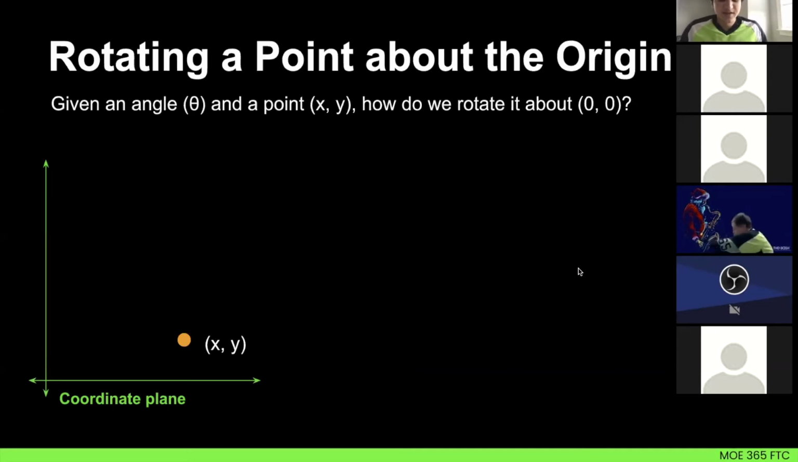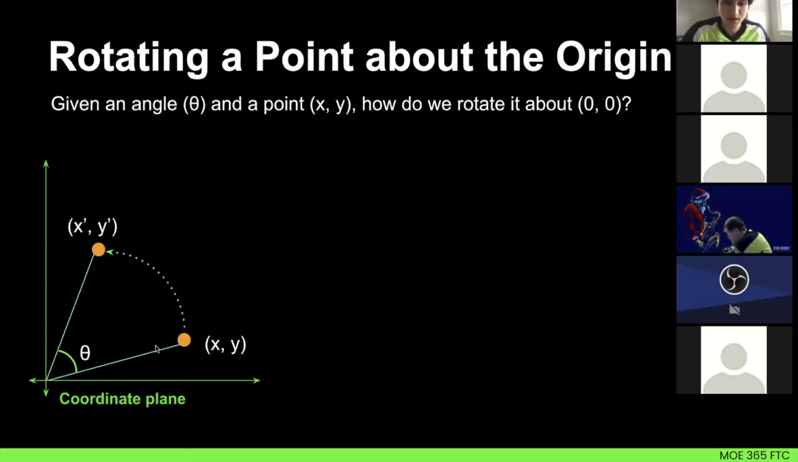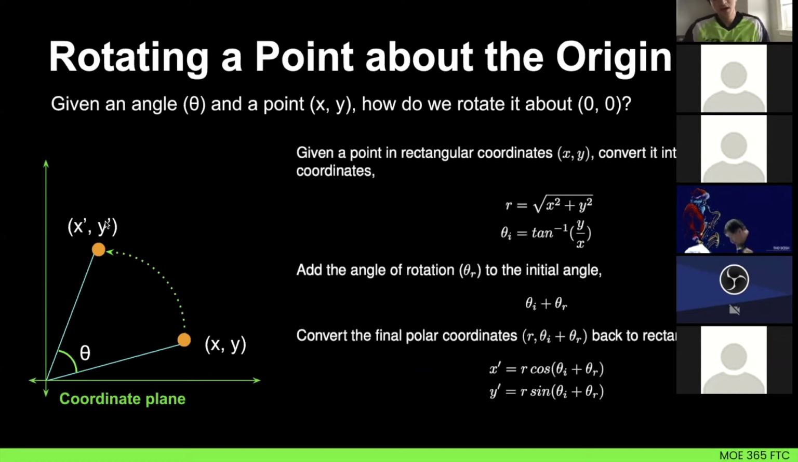And finally, the last thing we need to get into is rotating a point about the origin. Put more formally, given an angle theta and a point x, y, shown here in orange, and the angle theta shown here in green, how do we rotate it about the origin, or 0, 0, to get this new point x prime, y prime?